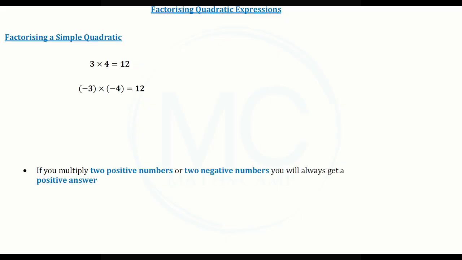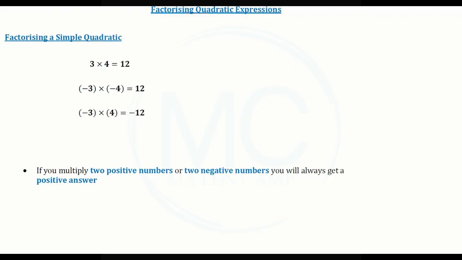Before we carry on, I want to go back and look at what happens when we multiply positive and negative numbers. 3 multiplied by 4 gives us 12. 3 and 4 are both positive. I love to love you, therefore I love you. Negative 3 multiplied by negative 4 also gives us 12. Two negative numbers also give us a positive answer. I hate to hate you, therefore I love you. If you multiply two positive numbers or two negative numbers, you will always get a positive answer.